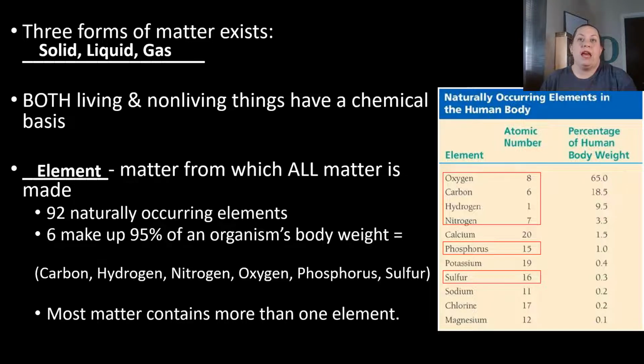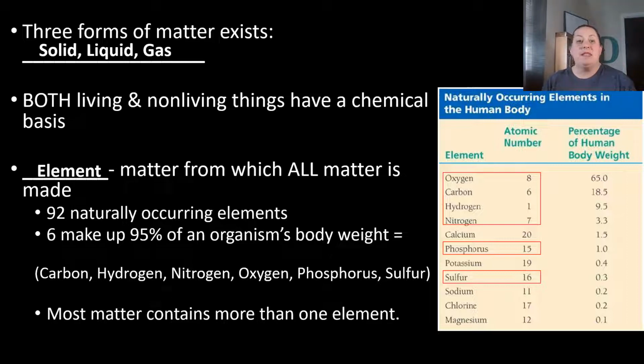So when we look at elements, we use the periodic table to study them. The periodic table is universal in science, like we talked about Latin is with what we use for scientific naming. And there are 92 naturally occurring elements. Now, you may look at a periodic table and say, wait a minute, there's more than 92 on here. There's only 92 that are naturally made. The others are man-made in the lab.